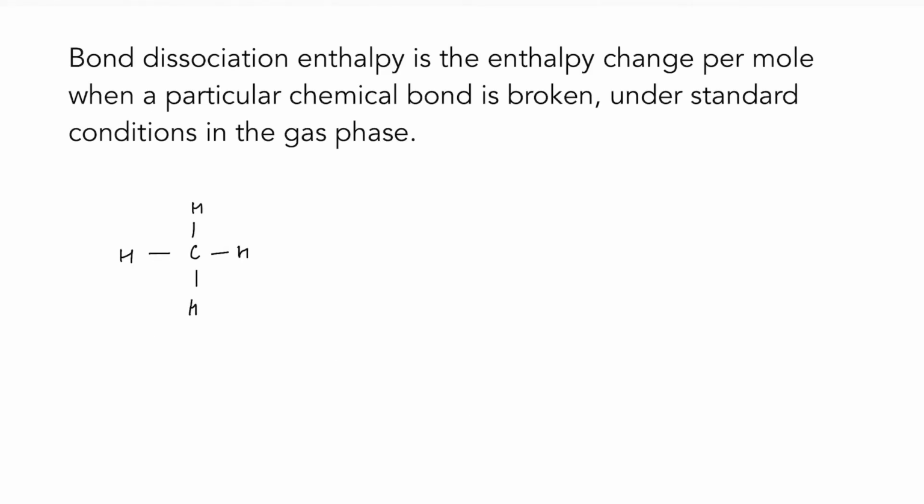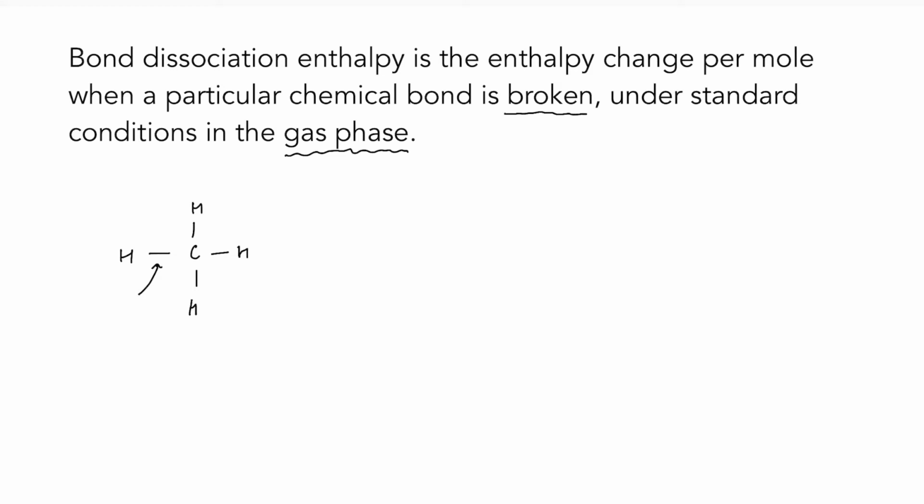Now, we can measure the amount of energy it takes to break a bond, let's say, for example, the carbon-hydrogen bond in methane, and this is known as the bond enthalpy or bond dissociation enthalpy. And as you can see here, it's the enthalpy change per mole when a particular chemical bond is broken under standard conditions in the gas phase. And this we will come back to, that is important. We're talking always about the amount of energy it takes to break a bond. So bond enthalpies are always going to be endothermic or positive values.